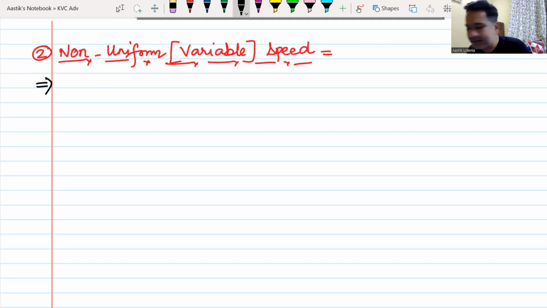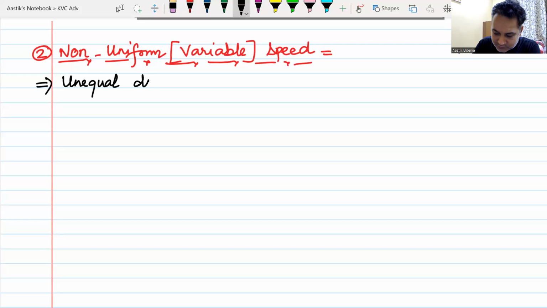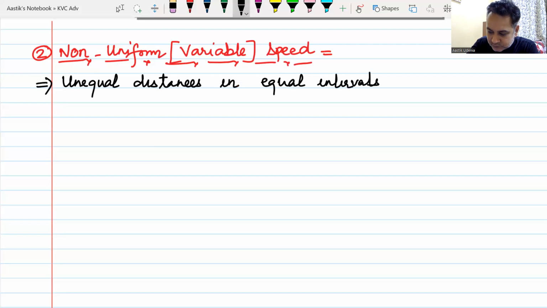Okay, that is correct. But having unequal intervals of time, normally time is plotted on the x-axis. It's not good to plot unequal intervals of time on the x-axis. So we can just reverse it. So if I reverse it, then how will it look like? If it covers unequal distances in equal intervals of time. Do we understand this? Yes, sir. That is a better way of saying it.